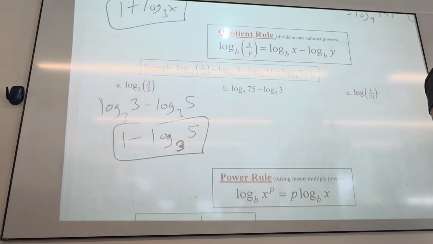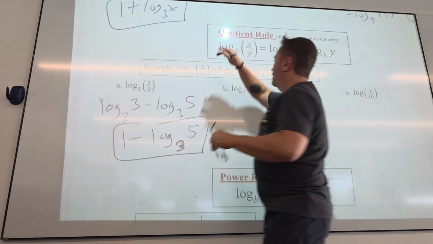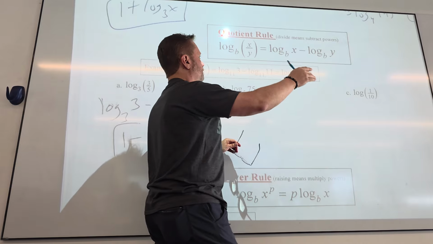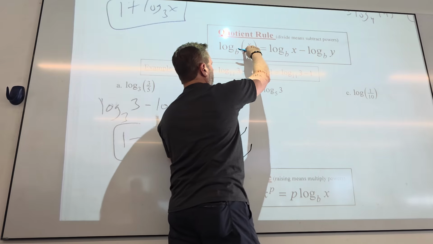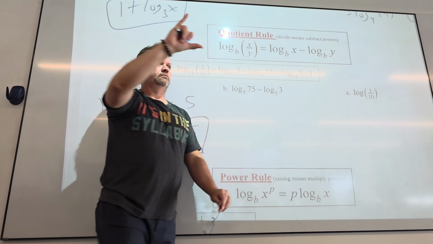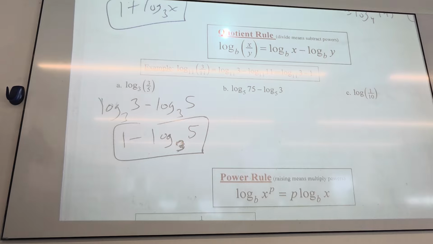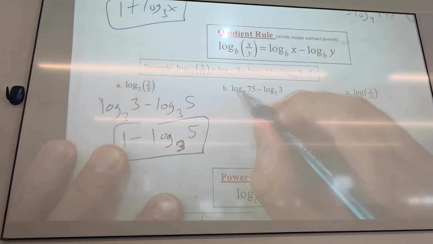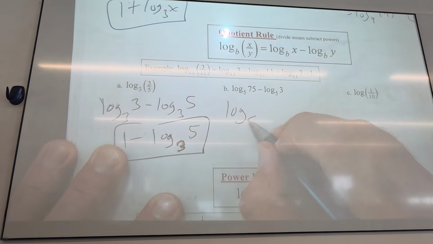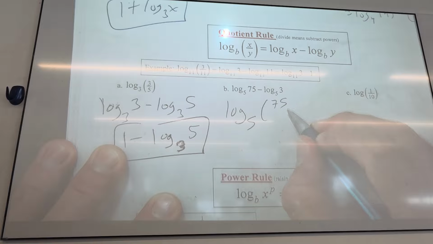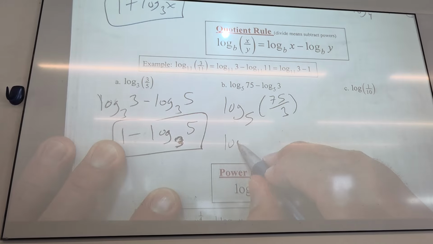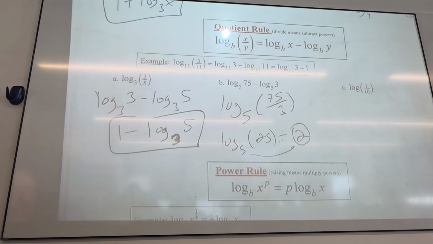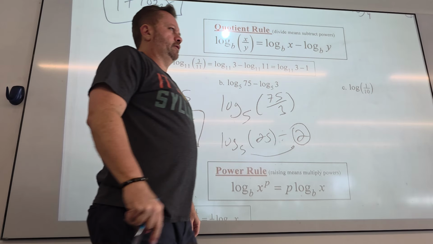Part B is just part A in reverse, yes? And this is highlighting that. Math goes both ways. If I have this, I can rewrite it like this. If I have this, I can rewrite it like that. So how do I rewrite this? Log base 5 of 75 divided by 3. And what's 75 divided by 3? 25. And what's log base 5 of 25? 2, because 5 squared is 25.